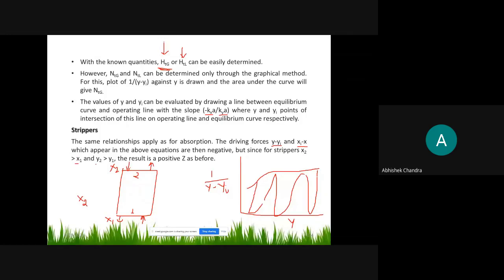So this is y2 and this is y1. So y2 is greater than y1, because gas will take the solute with it. Therefore y2 is greater than y1. So everything is the same but the driving force is these two, and the same method is used to evaluate the height of the stripper.